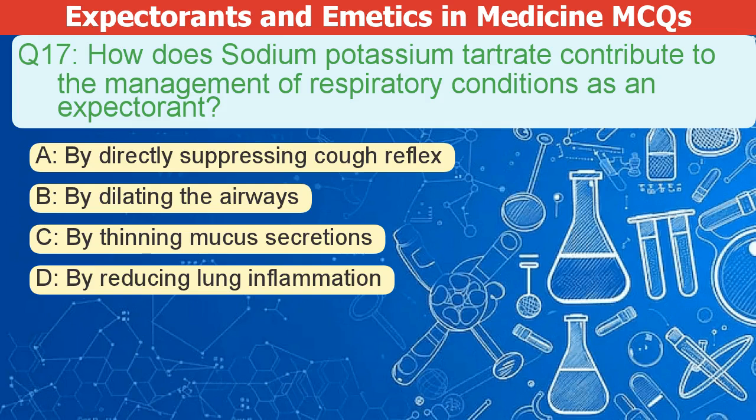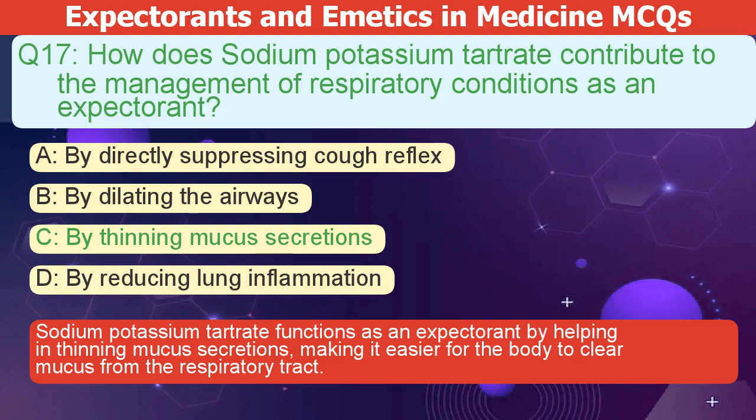A. By directly suppressing cough reflex. B. By dilating the airways. C. By thinning mucus secretions. D. By reducing lung inflammation. The correct answer is C. Sodium-potassium tartrate is an expectorant. It thins mucus, making it easier to clear from the respiratory tract.